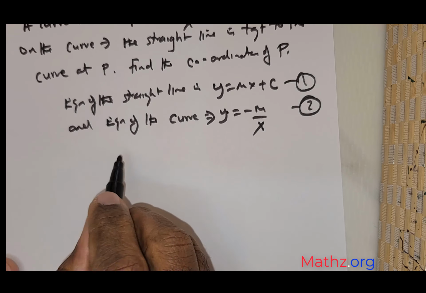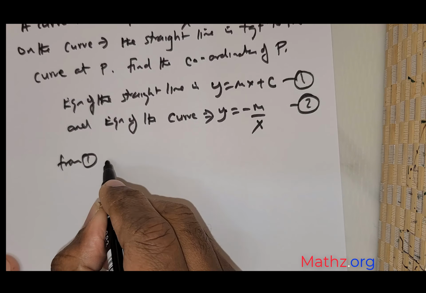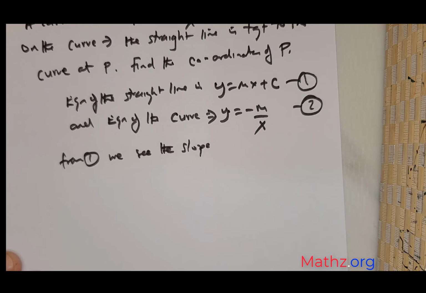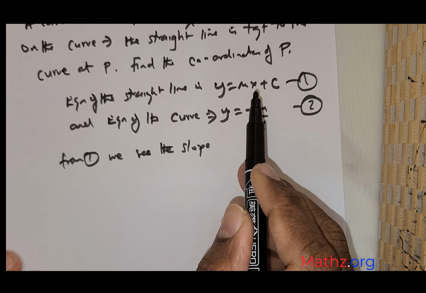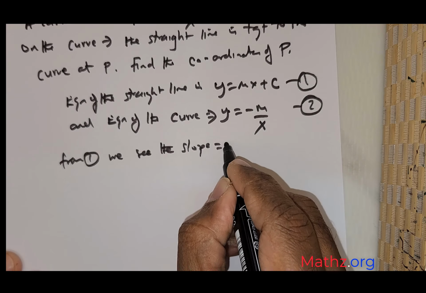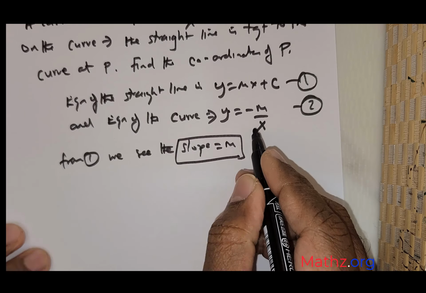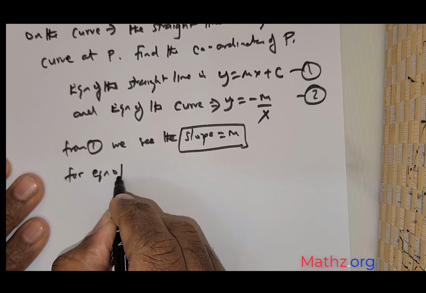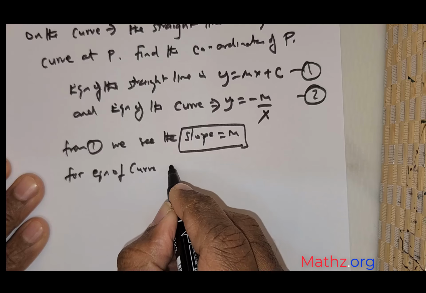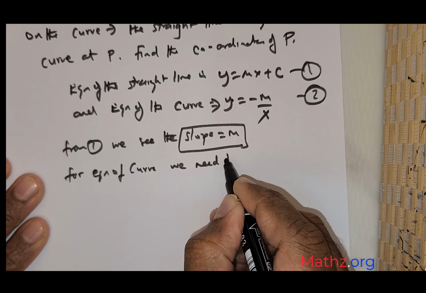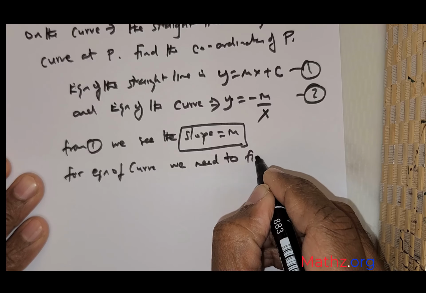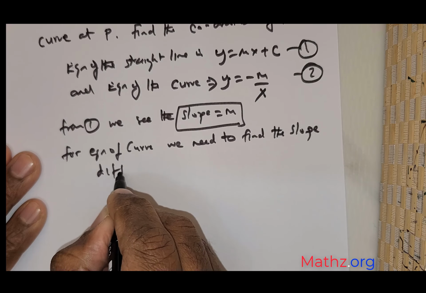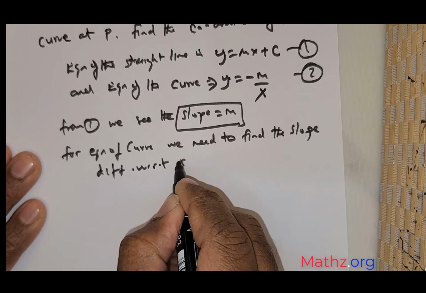Now from 1, we see the slope. Clearly we see the slope here, right? The slope is equal to m. From 2, for the equation of the curve, we need to get the slope because this is just a curve equation. So how do we find the slope? You differentiate with respect to x.